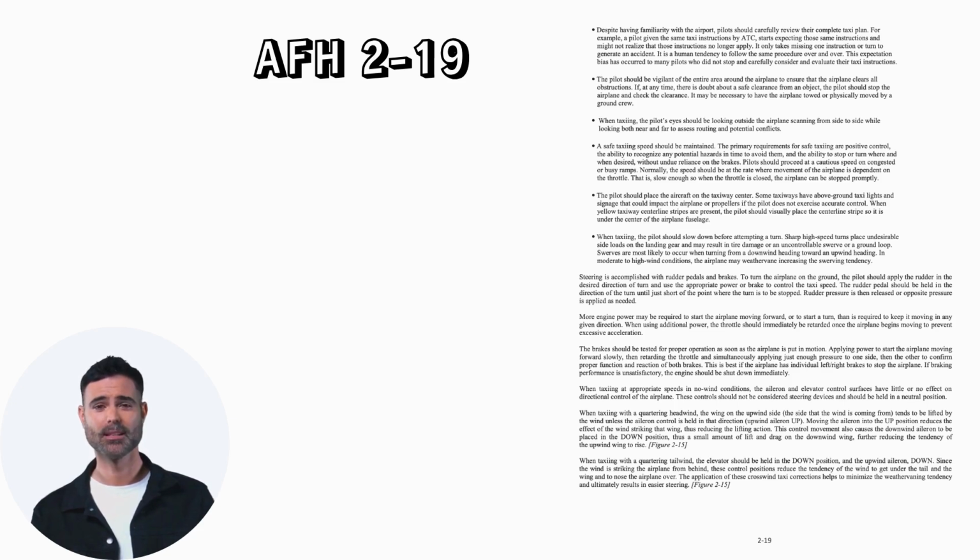It is a human tendency to follow the same procedure over and over. This expectation bias has occurred to many pilots who did not stop and carefully consider and evaluate their taxi instructions. The pilot should be vigilant of the entire area around the airplane to ensure that the airplane clears all obstructions. If, at any time, there is doubt about a safe clearance from an object, the pilot should stop the airplane and check the clearance. It may be necessary to have the airplane towed or physically moved by a ground crew.